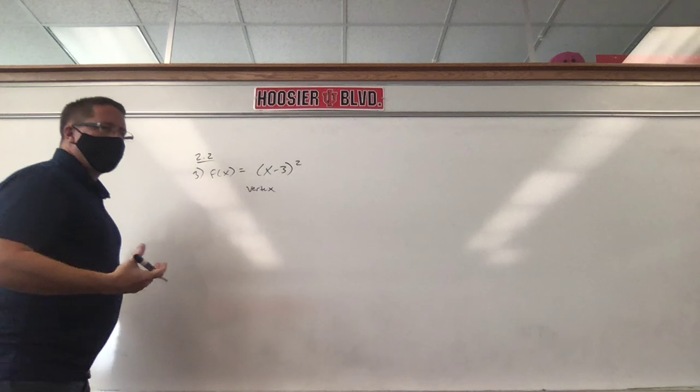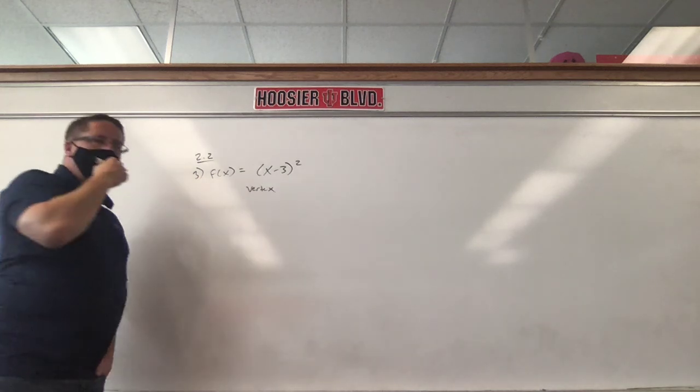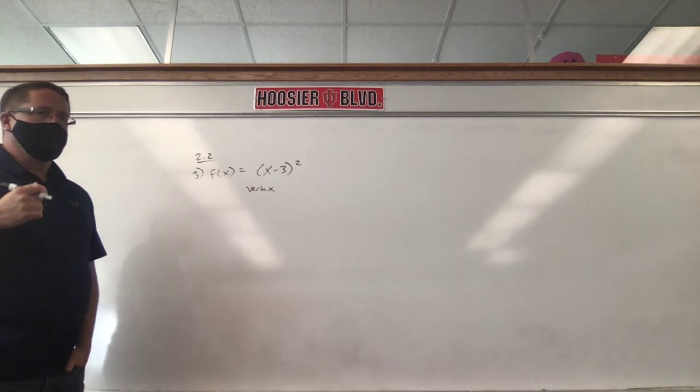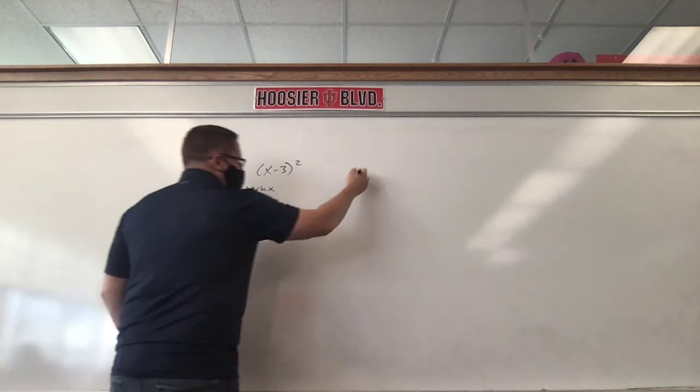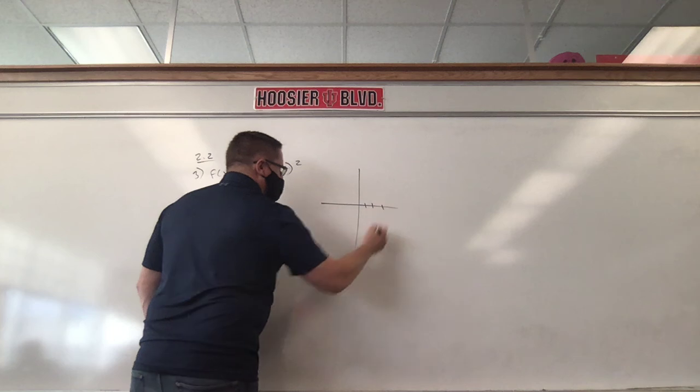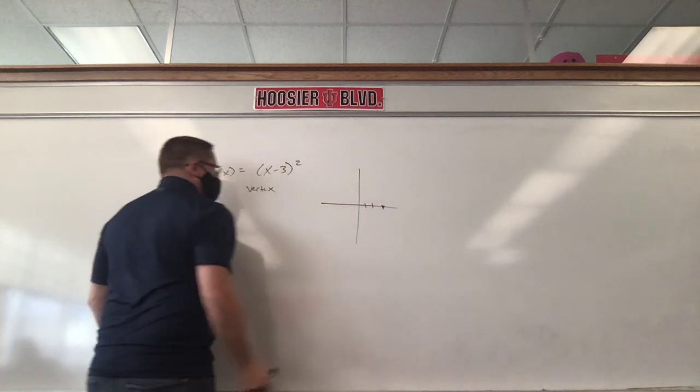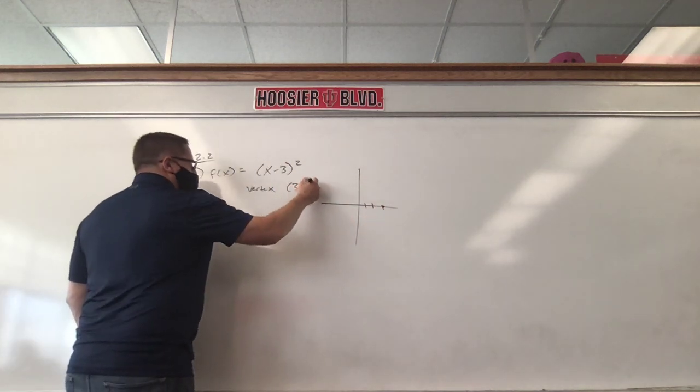It's normally 0, 0, but this minus 3 moves it 3 to the right. So it's not 0, 0, and be careful, it's not 0, 3, it's 3, 0. I mean, if you go 3 to the right, 1, 2, 3, it's that point right there. The vertex is 3, 0.